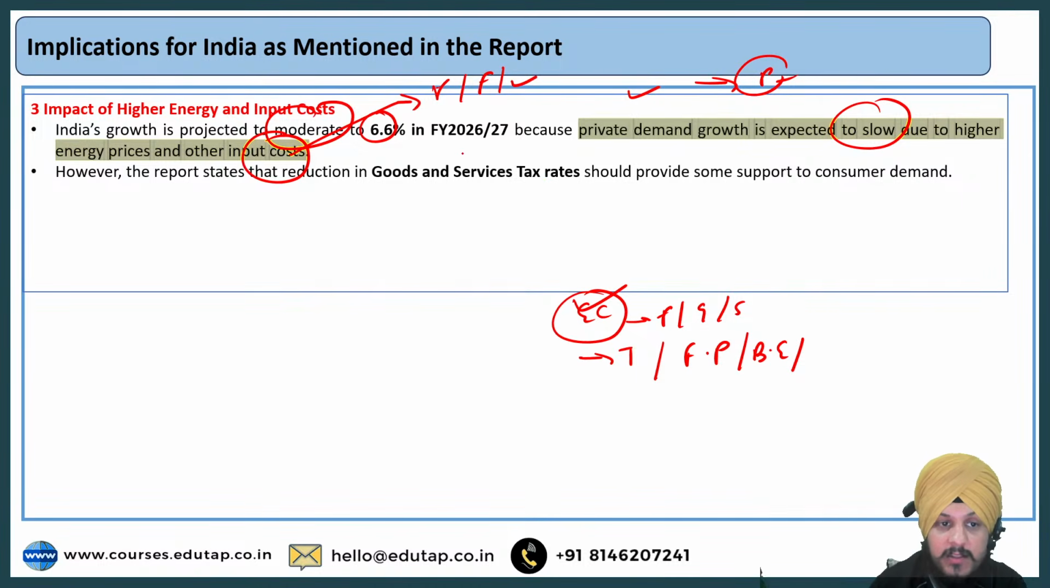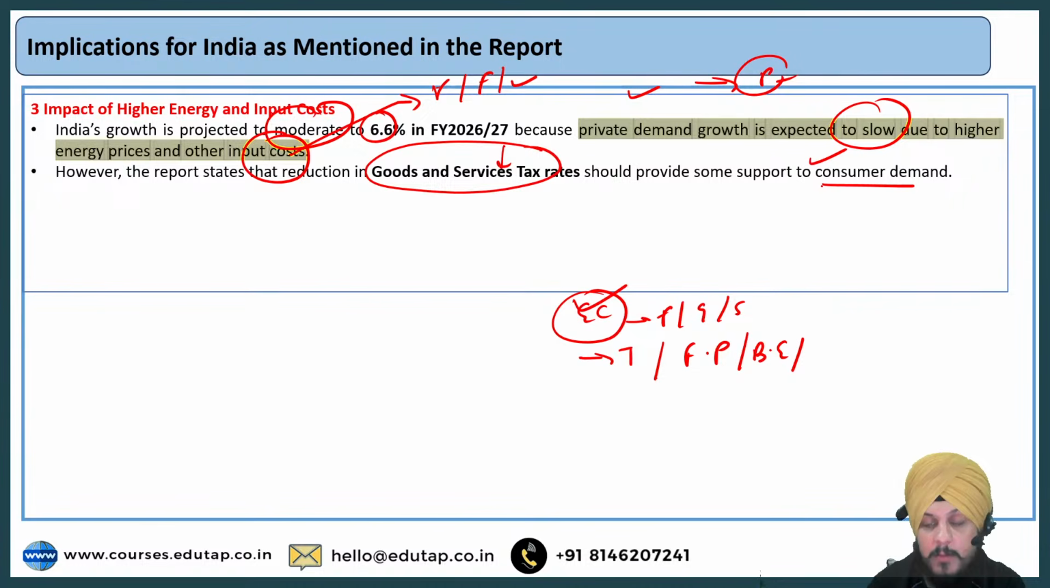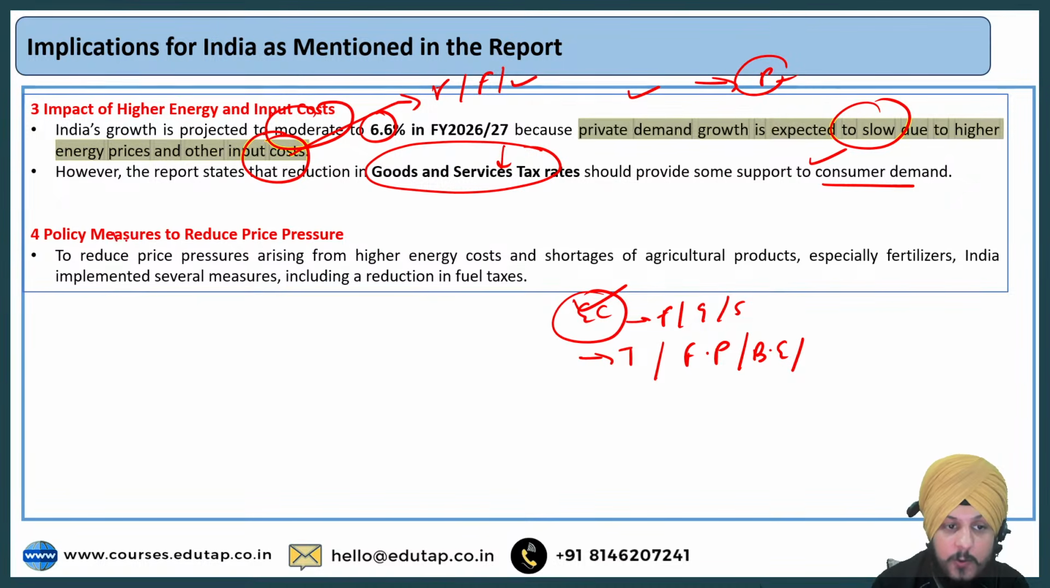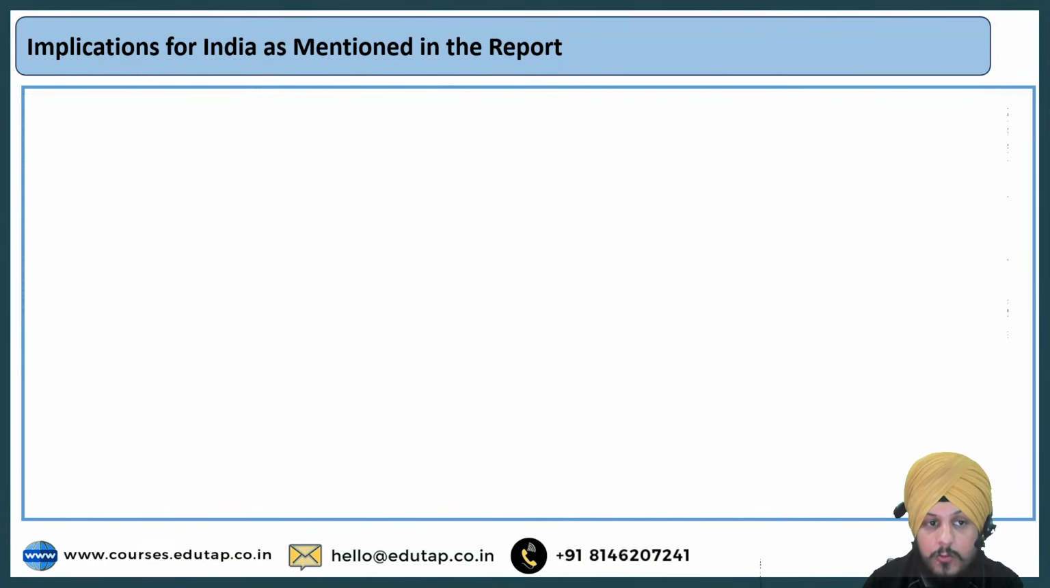And it also says, as a suggestion, that if GST comes down, then it can provide a boost to consumer demand, because people's purchasing capacity is going to increase. Now the next point is regarding policy measures. So over here the report gives some suggestions. It says that to reduce price pressures arising from high energy cost and shortage of agricultural products, especially fertilizer, India has implemented several measures, which include a reduction in fuel taxes also, right? And this is a welcome measure. And India needs to take similar measures in the future too.